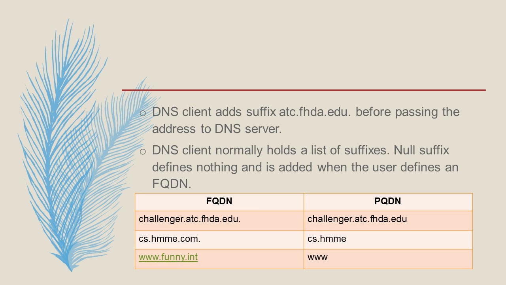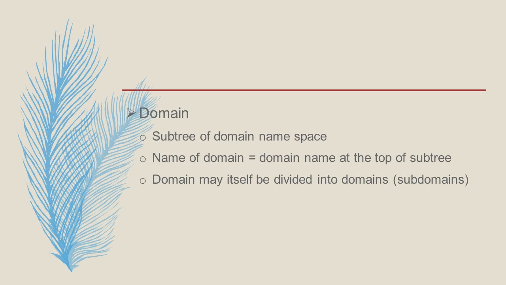The following can be the list of suffixes at the ANZA College. A null suffix defines nothing. The suffix is added when the user defines a fully qualified domain name. A domain is a subtree of a domain namespace. The name of the domain is the domain name of the node at the top of the subtree.